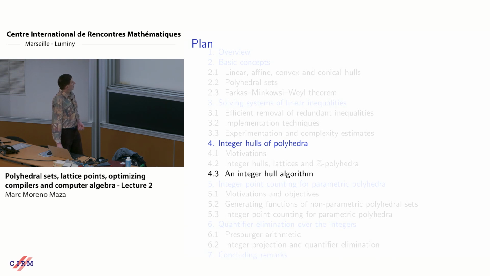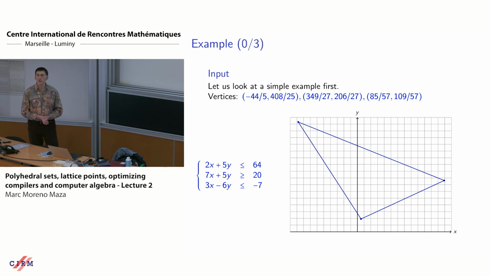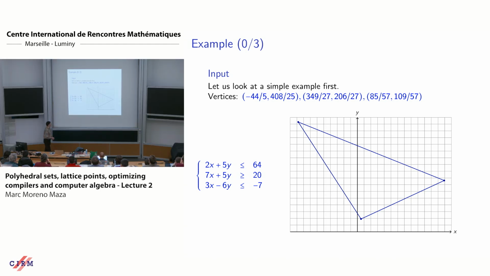Okay, so I will talk a little bit about the integer hull algorithm. I mentioned it yesterday. Okay, let us start with, I would say, middle school type of math. So we have a triangle, the vertices of which are not integer points. And so the question is to find the integer hull.